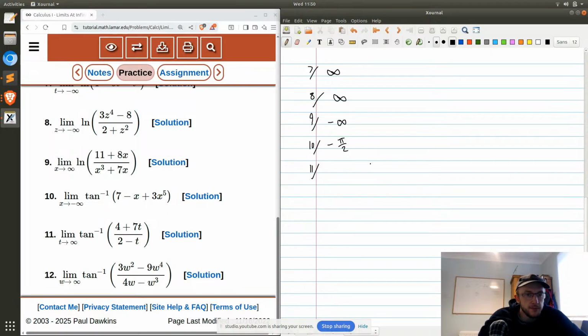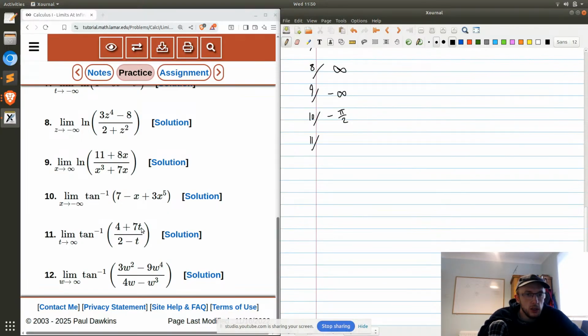Problem 11. Okay, this whole thing will behave like negative infinity, won't it? No, it won't. No, that's wrong. It'll behave like negative 7. And what's the arctan of negative 7?